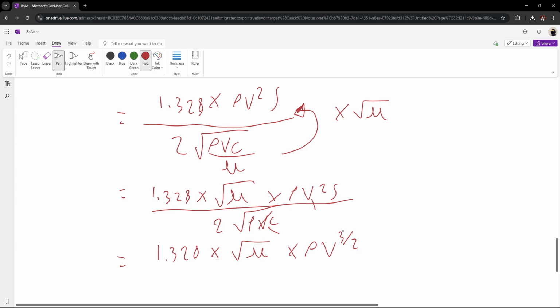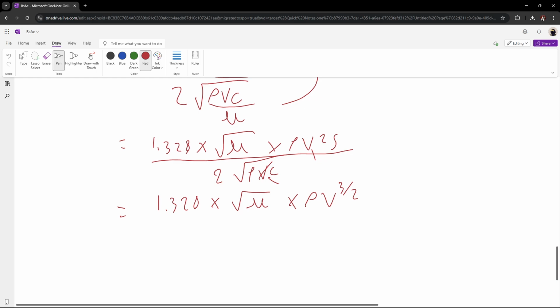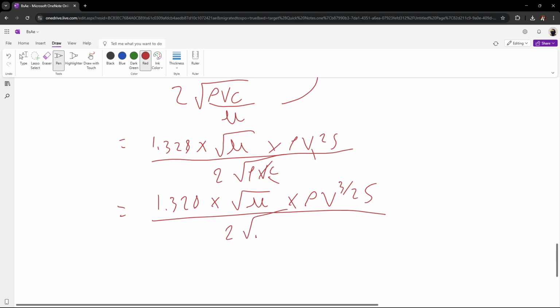Why 3 over 2? Again, this is 1 half and this is a purely squared velocity. So if you transpose it to the other side, it will be 3 over 2. It's basically 2 over 2 times 1 over 2. Over 2 S, 2 rho, chord.